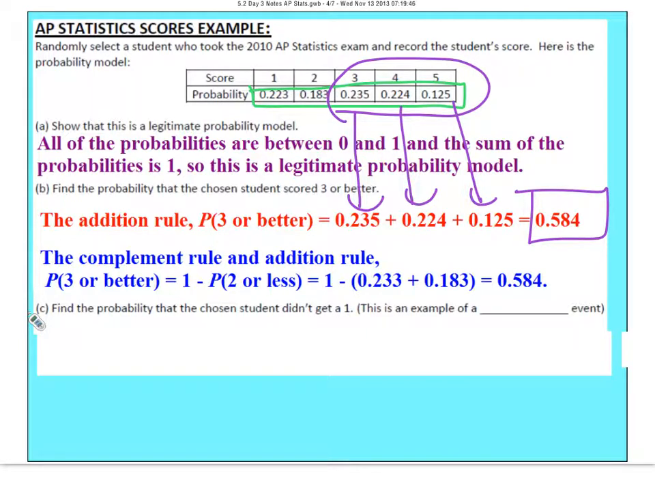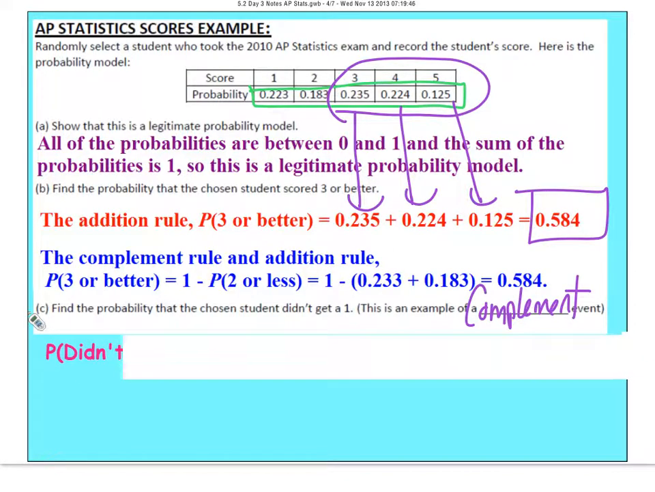Part C, find the probability that the chosen student didn't get a 1. Well, this is a great example, folks, of a complement event. Another way of saying you didn't get a 1 is that you got a 2, 3, 4, or 5. So again, there's a variety of ways you could actually do this problem. But I'm going to keep it as you didn't get a 1.